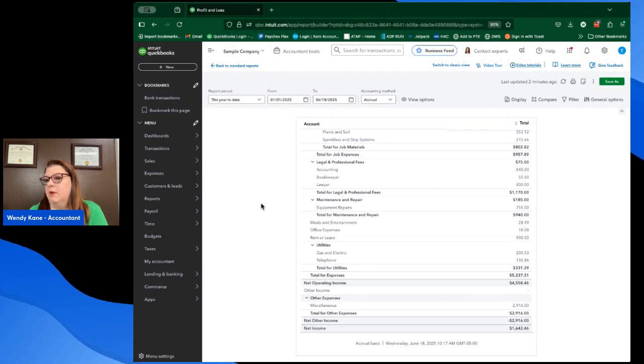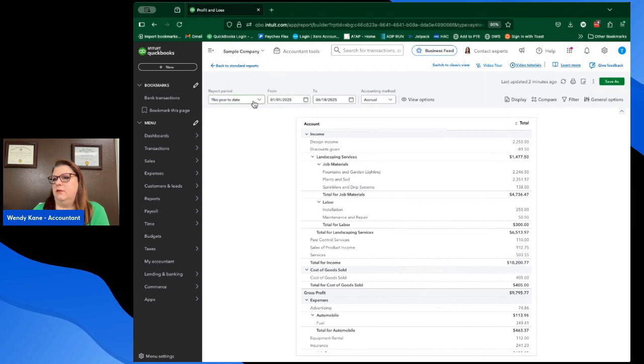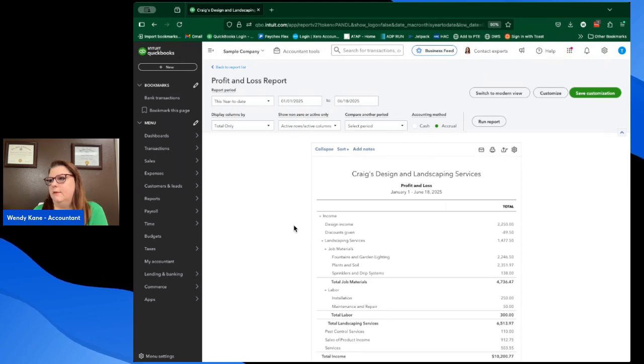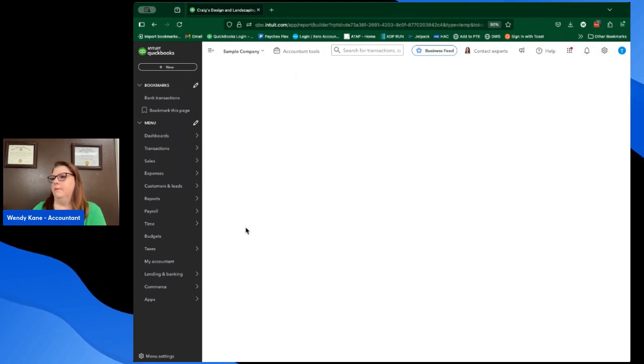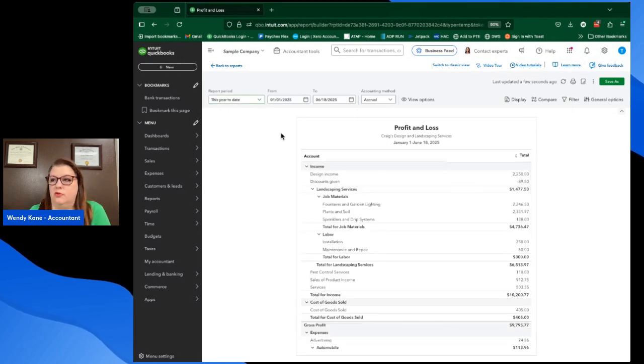Okay, so you can run it now. Your QuickBooks may be different. QuickBooks is trying to change the view of the reports. So this is called their modern view. I personally still like the classic view, but I'm afraid they're going to phase that out. So I should probably just keep it in modern view for now. But anyway, what you want to make sure of is the report period that you're looking at.